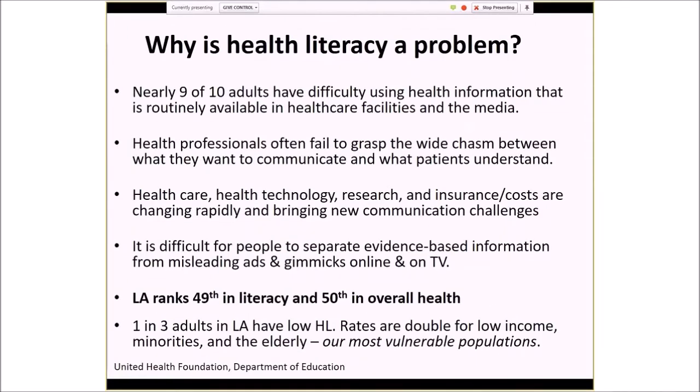So why is health literacy a problem? Well, about 90% of adults have difficulty using health information that's routinely available in our healthcare systems and in the media. Health professionals often fail to grasp the wide gap between what they want to communicate and what patients actually understand. The other thing, if you're talking about where health literacy projects can go, is that healthcare is changing. Health technology is changing. Every system wants you to use a portal now. Can people navigate the portals? Can they understand what's on the portal? What about research? Are they clear what they're signing up for? Are they clear what's being asked of them?